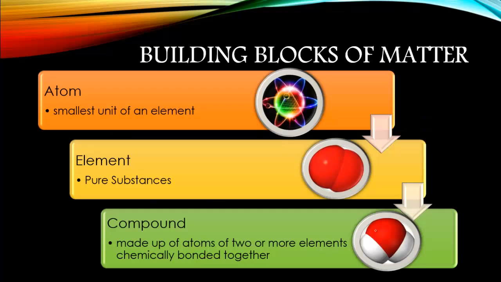So on to building blocks of matter. Atom. An atom is the smallest unit of an element. As long as we have the atom, we have all the properties we need of that element. If we go any smaller, then it no longer has the properties, and we're looking at the subatomic particles. But you can go larger, but you're going to be adding a bunch of atoms together. So an atom is the smallest unit of an element. An element is a pure substance made up of all of the same atoms. And finally, a compound. Compound is made up of atoms of two or more elements chemically bonded together.